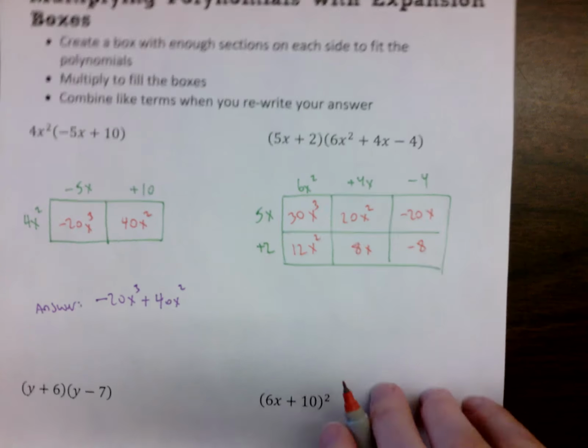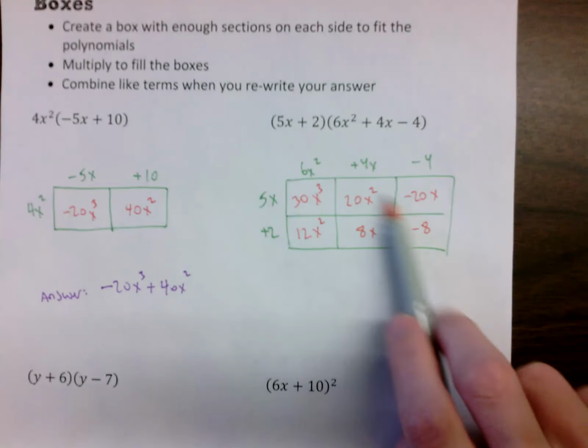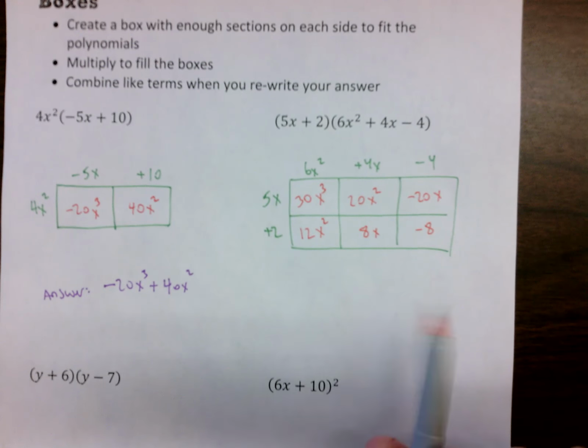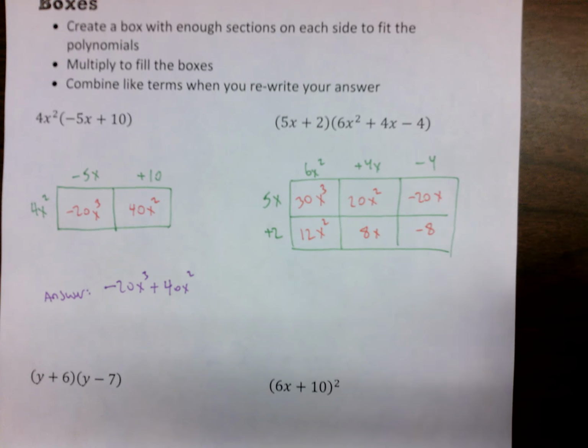All right, and now what we're going to have to do is combine any like terms that we have. So you want to look at all these orange things that I've written in here, and anything that's a like term needs to get combined together. A lot of times that's going to happen on your diagonals.